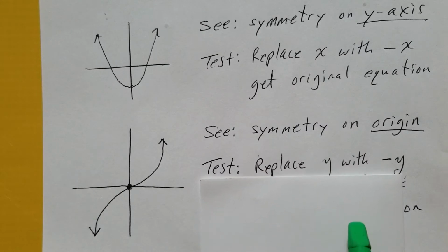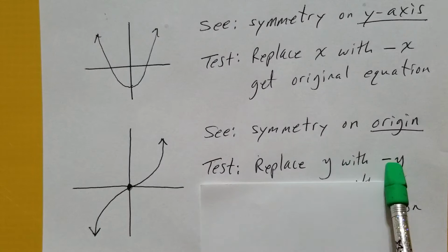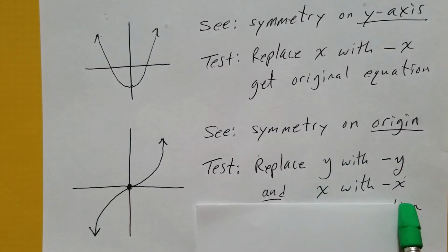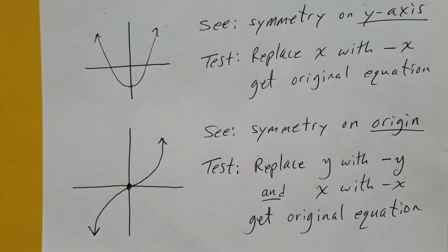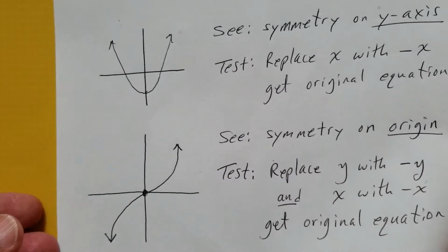And the way we test that is to replace both the y with negative y and the x with negative x, and then you should get the original equation back. So I keep saying replace and get the original equation back. What does that mean? It's actually quite simple.